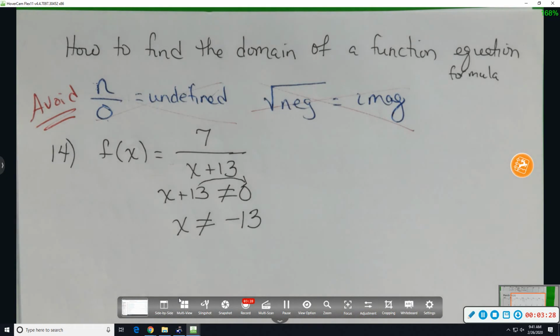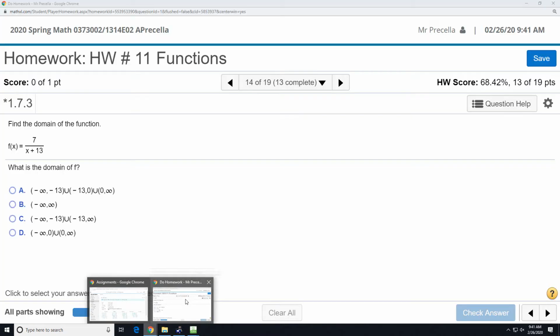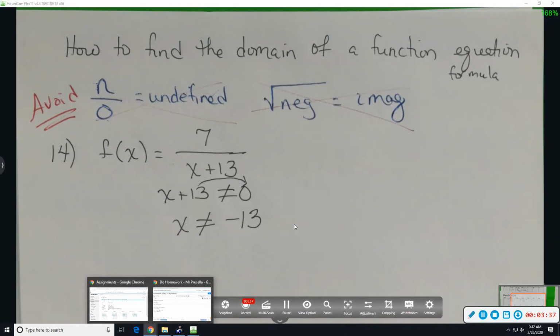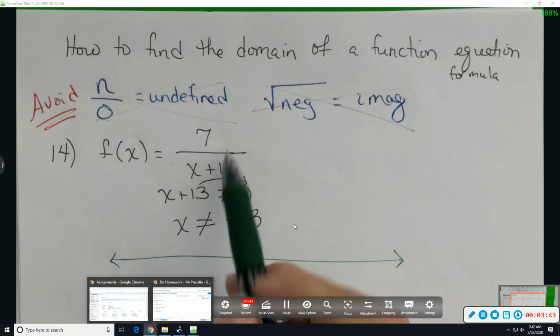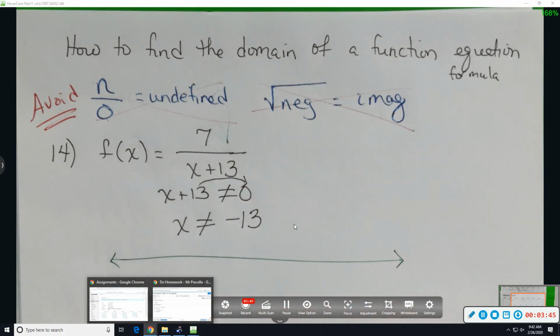If you look at those answer choices here on this one, it's just interval notation. So how do we write all numbers except negative 13 in interval notation? Well, if you have a fraction, all you're doing is finding that denominator cut point. If you look at that little leaflet that I gave you back when we did cut points, the denominator cut points can also be called domain cut points.